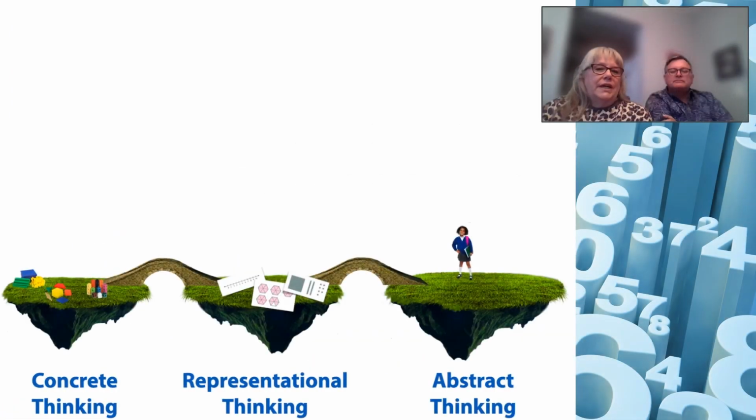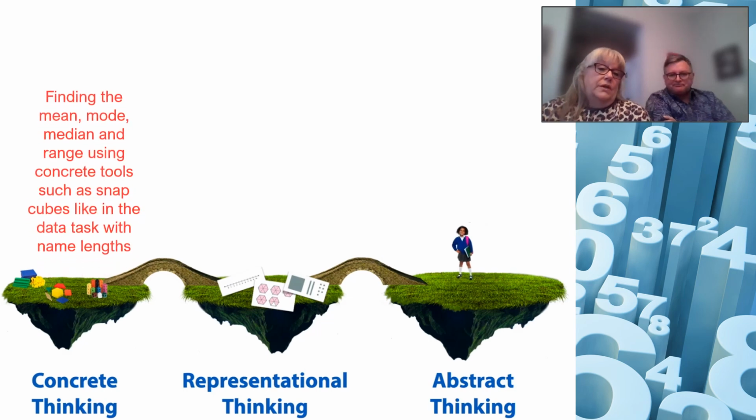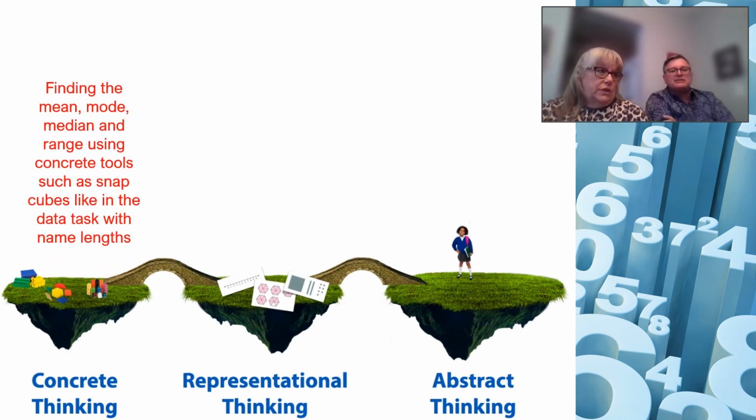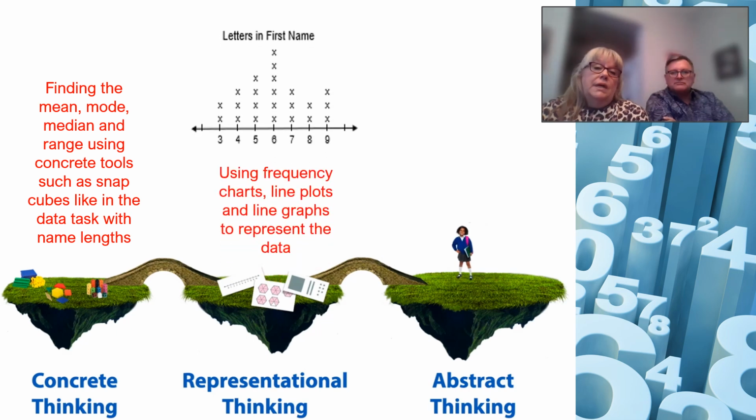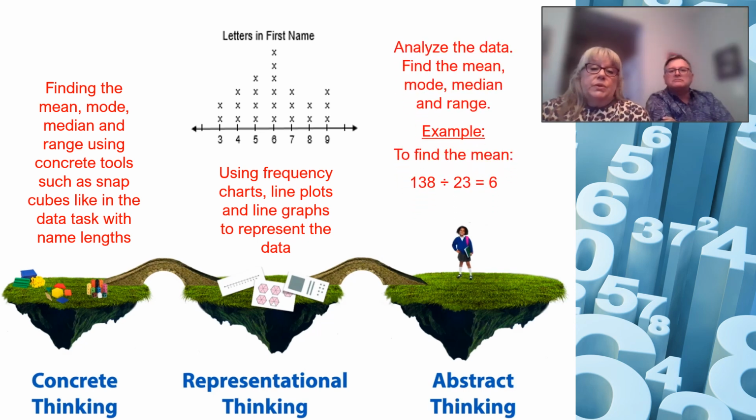All right, looking at our islands, we have our concrete, which is finding it using those snap cubes, right? Using the concrete things like snap cubes. Our representations would be our line plots, our frequency charts, and then the abstract thinking is using things like we did with the mean, where we're taking the numbers and we're using operations in order to figure out the mean. Yeah, exactly.